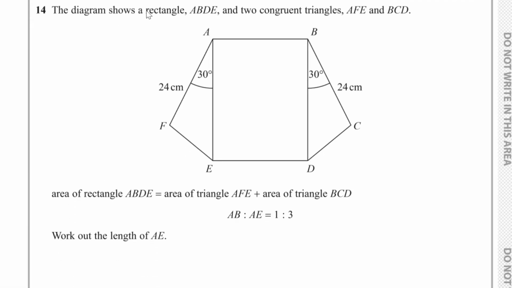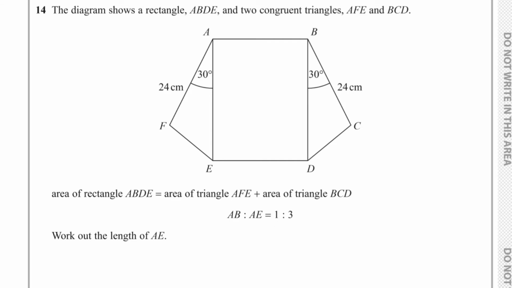Question 14. The diagram shows a rectangle ABDE and two congruent triangles AFE and BCD. We've got this angle here which is equal to 30 degrees, and we've got this angle over here which is equal to 30 degrees. This length here 24 centimeters, this length over here also 24 centimeters. The area of this rectangle is equal to the area of this triangle here plus this triangle over here, and we know that AB to AE is in the ratio 1 to 3.